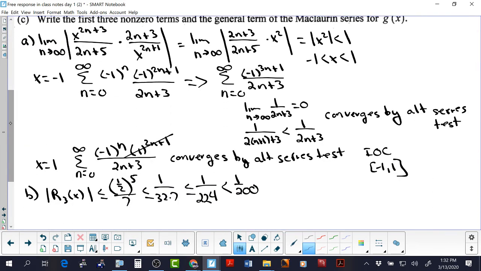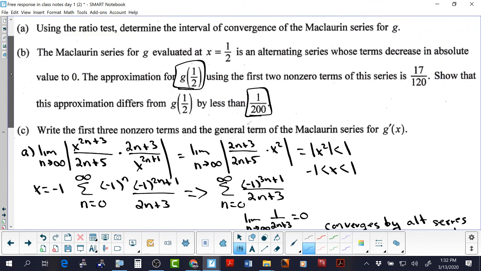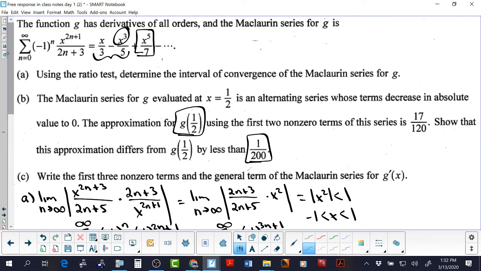Write the first 3 non-zero terms and the general term of the Maclaurin series for G prime of x. So we want the derivative. I would normally put that down here, but let's do it. I'm going to erase this. And let's go with G prime of x is equal to 1/3 minus 3/5 x squared plus 5/7 x to the 4th. So it says write the first 3 non-zero. I got that. And the general term.